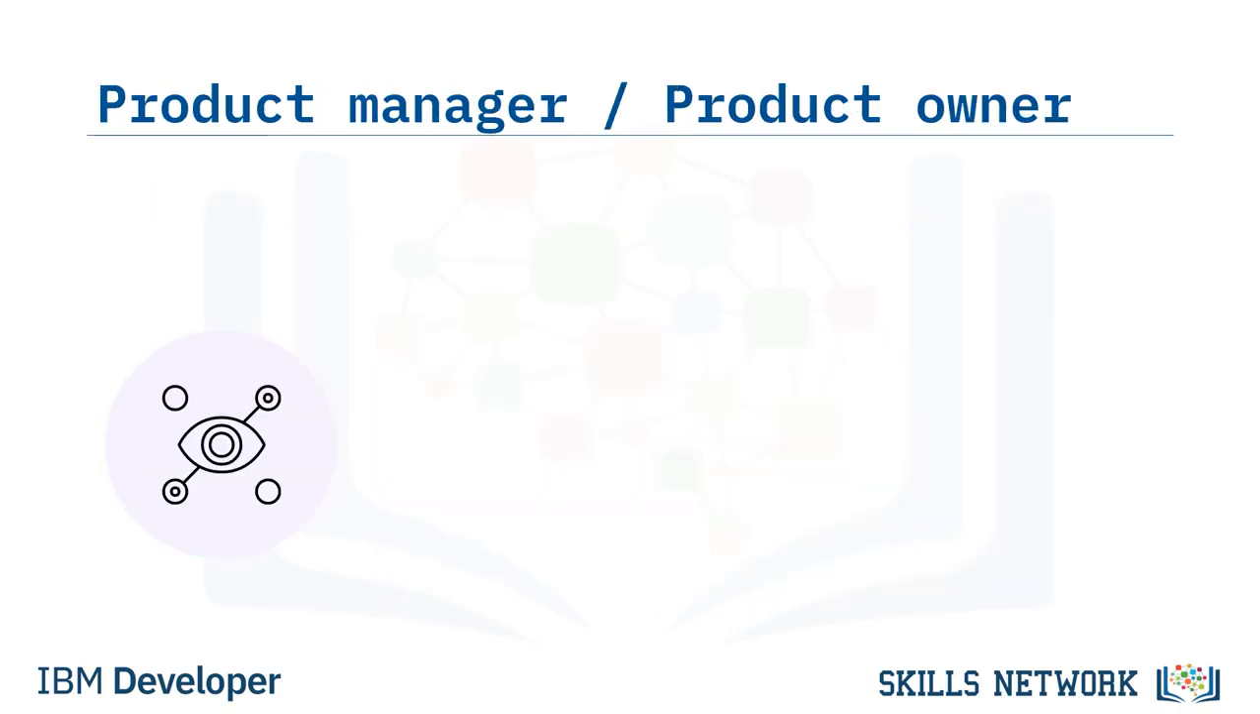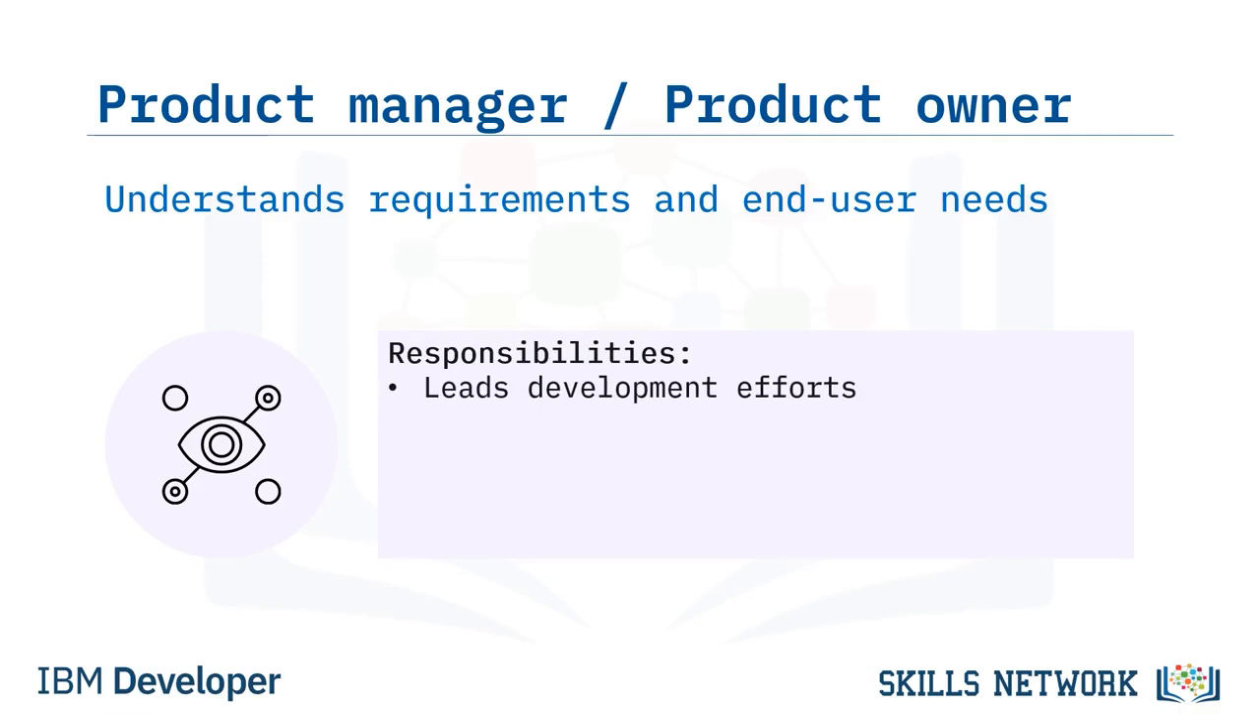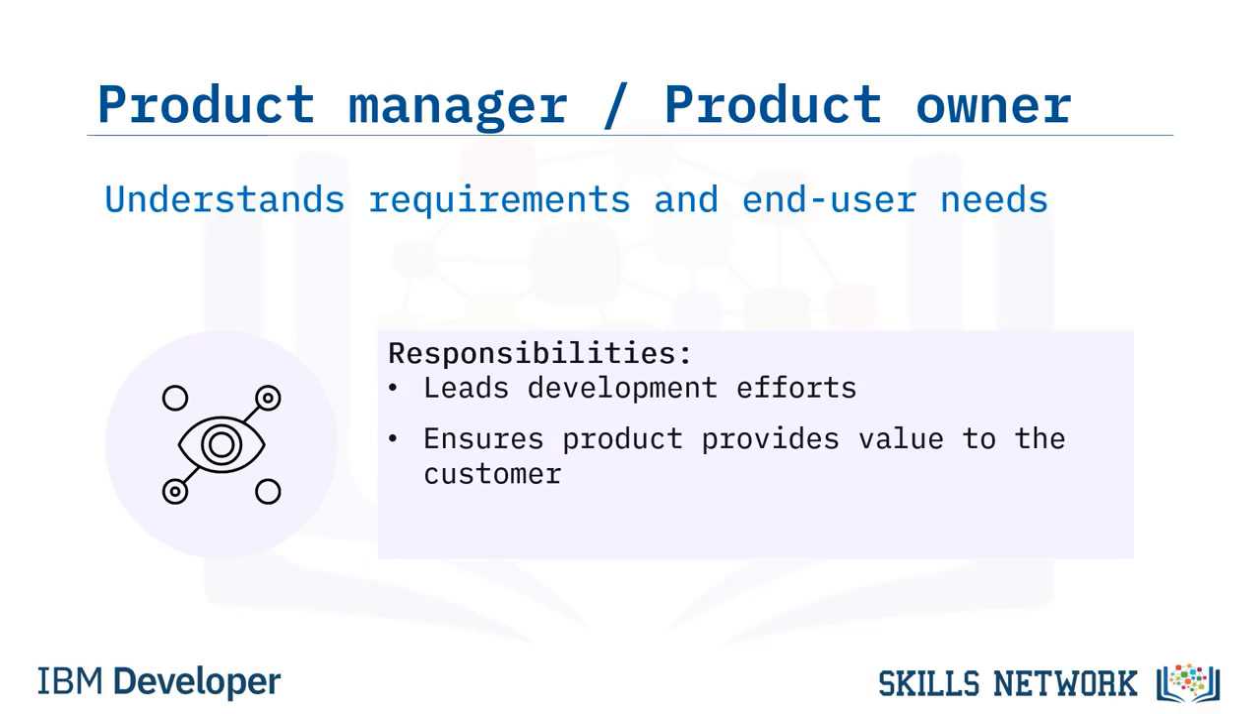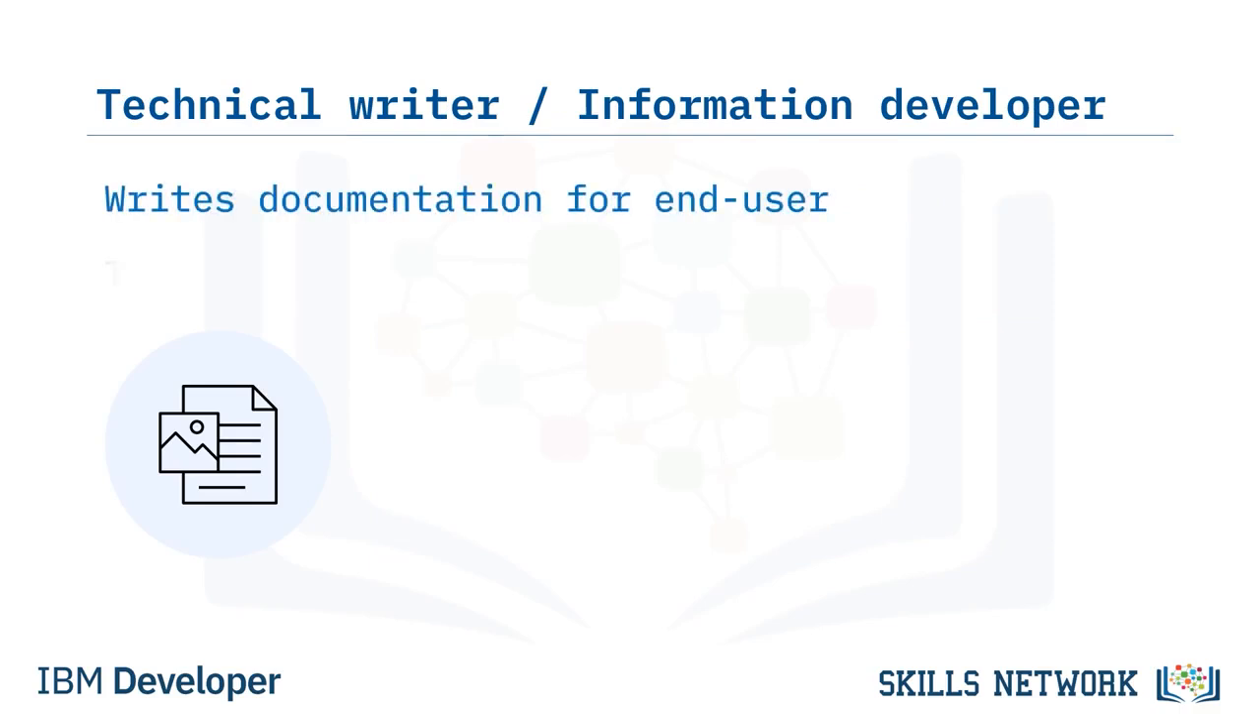The product manager or product owner has the vision of what the product should look like. They have an intimate understanding of the client's requirements and the end user's needs. They are responsible for leading development efforts to create the software and for ensuring the product provides the value stakeholders are looking for. Finally, the technical writer or information developer writes documentation for the end user.